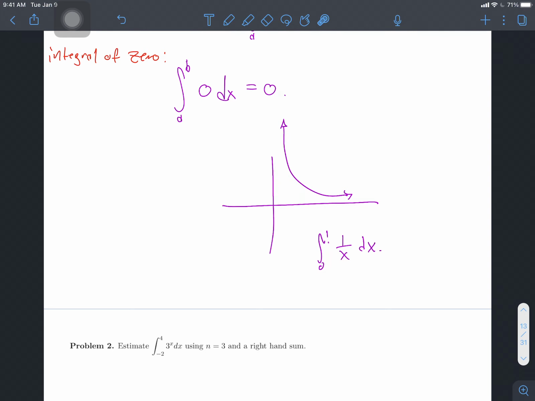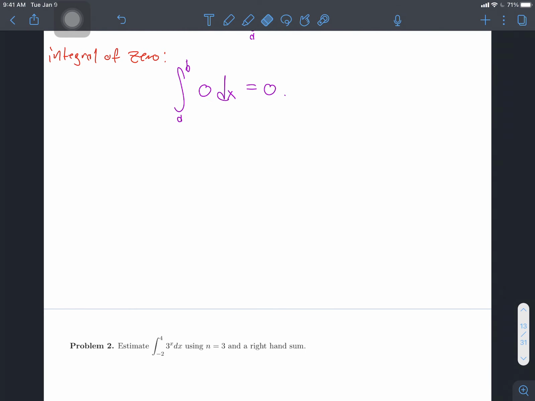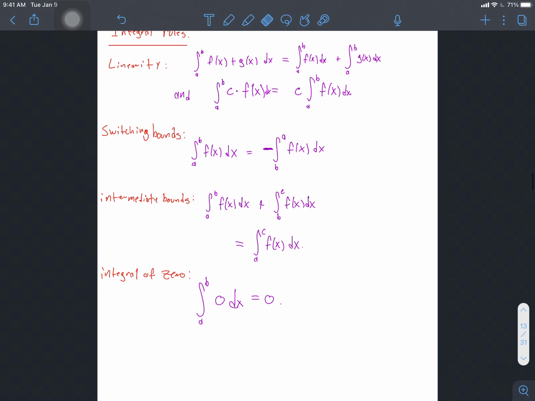Every time we do a definite integral with bounds of integration, with numbers here and here and an integrand, we're always going to get a finite number, and it's always going to be an integrable function. Does that answer your question? Okay. Any other questions?